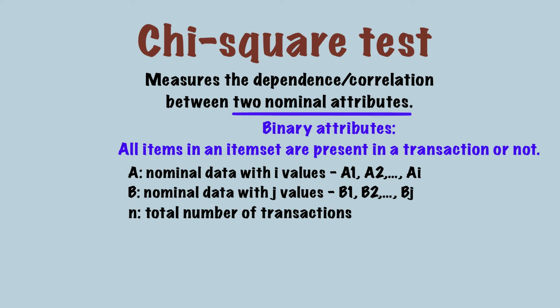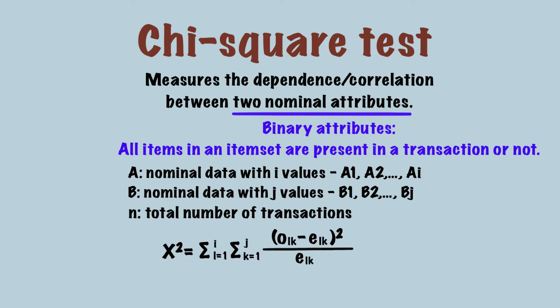Before looking at the formula, I want to introduce some symbols. A and B are two nominal attributes, and their states are denoted by A1, A2 to AI, B1, B2 to BJ. For example, A is the hair color, so A1 may be black, A2 may be red. If we have 5 colors, then A contains states A1, A2 to A5. Then, N is the total number of transactions in a database.